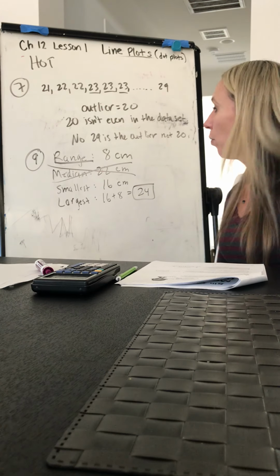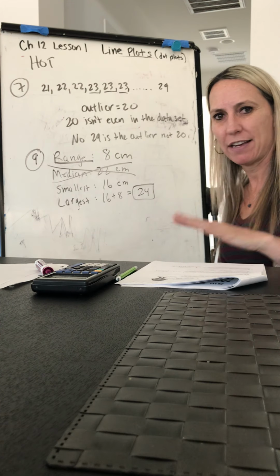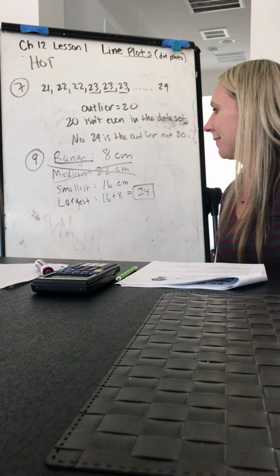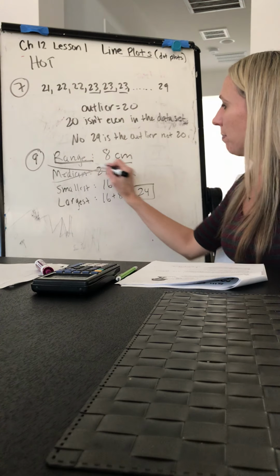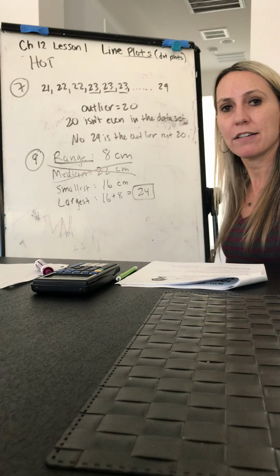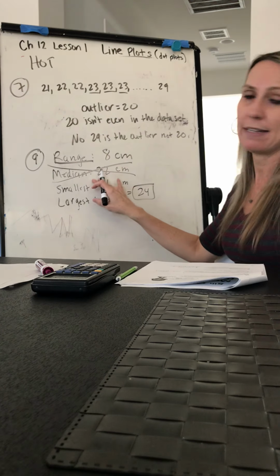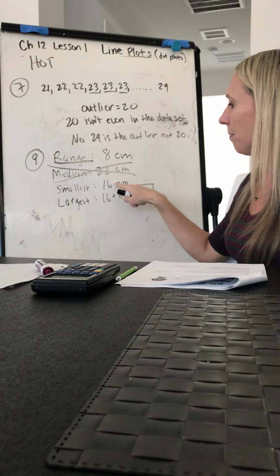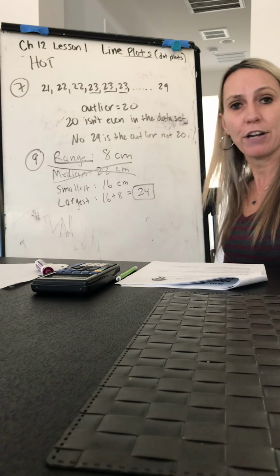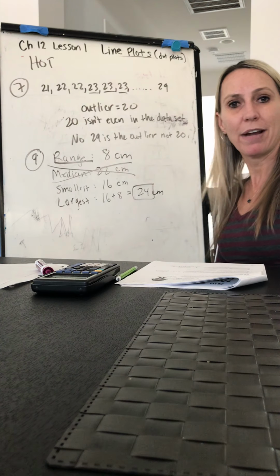So if you're reading problems and there's information that you just don't need, you can put an X over it if that helps you. They probably threw that in to confuse you. They're telling you that's just the middle of the data, but for what we needed to find, we didn't need that at all. We just needed those two numbers. So your answer is 24, and that's it. 24 centimeters.